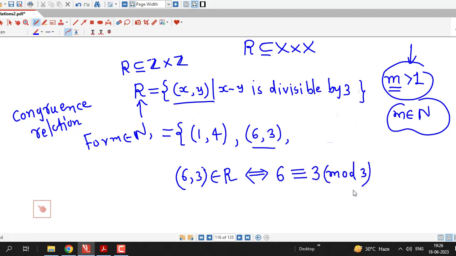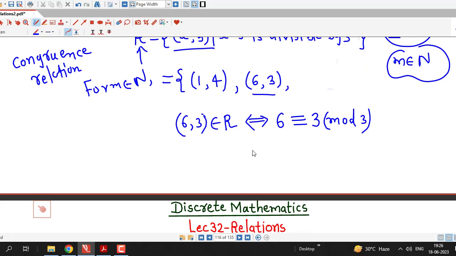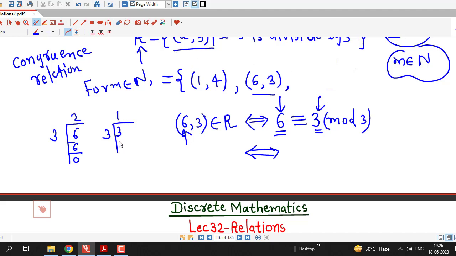modulo 3, and this means that if we divide 6 by 3 or 3 by 3, we will obtain the same remainder. Suppose I divide 6 by 3, here I have 6 and 3. So if I divide both the elements or both the components by 3, I will obtain the same remainder. Here we have 3 into 2 is 6, so remainder is 0. Similarly here also remainder is 0.